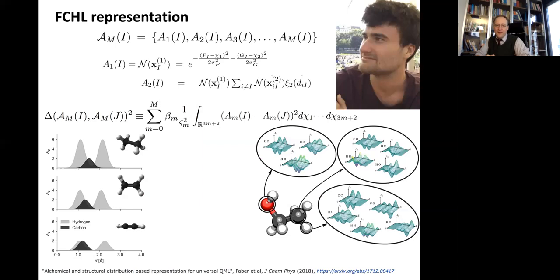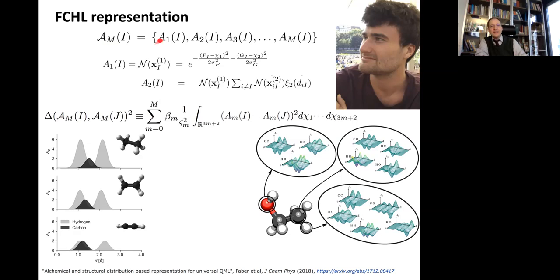Felix Faber was a PhD student in our group who recently graduated, and part of his PhD was to come up with the culmination of all the best insights and to implement them into a single representation. And this representation was supposed to be as generic as possible. So we call that the FCHL representation. These letters stand for the first letters of the last names of all the authors.